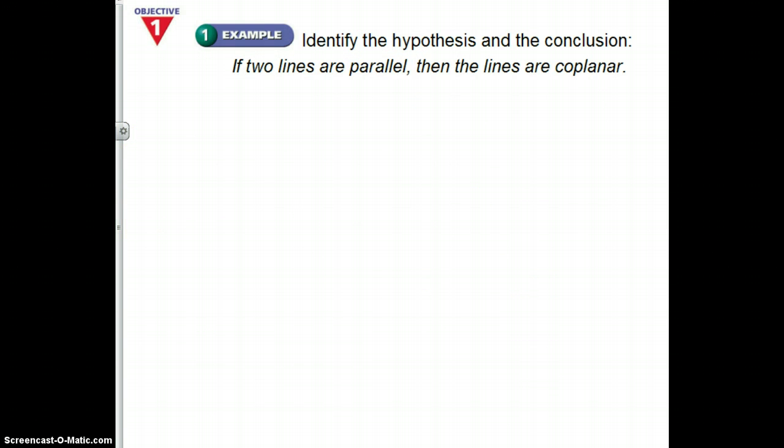Okay, here's another example. Identify the hypothesis and the conclusion of the following statement. So if two lines are parallel, then the lines are coplanar. So the if part is the hypothesis. Everything's included but the actual word if. The conclusion is everything that's after the then. So my conclusion would be that the lines are coplanar.